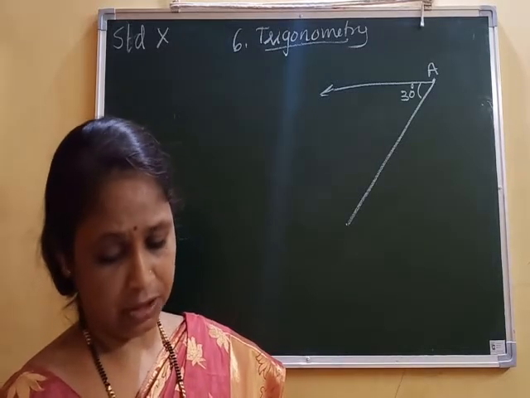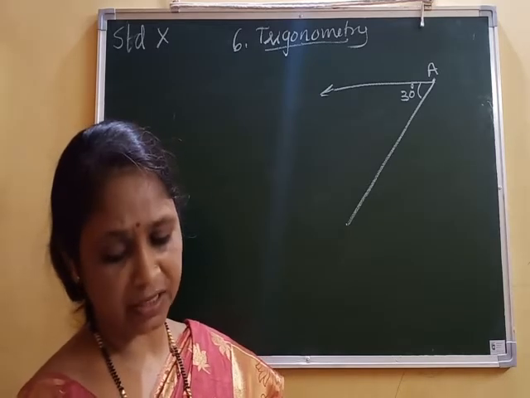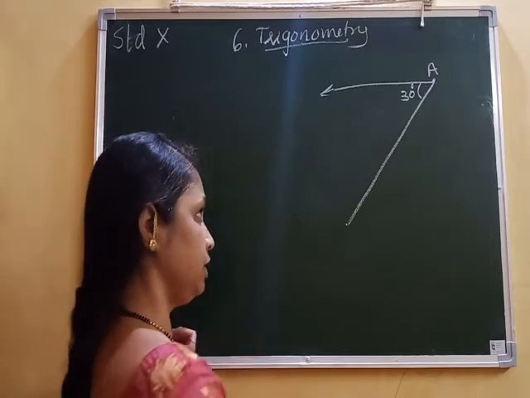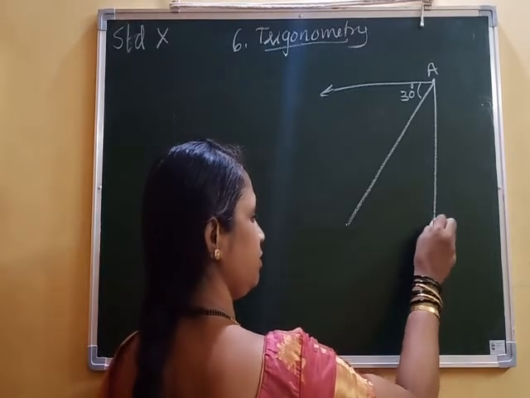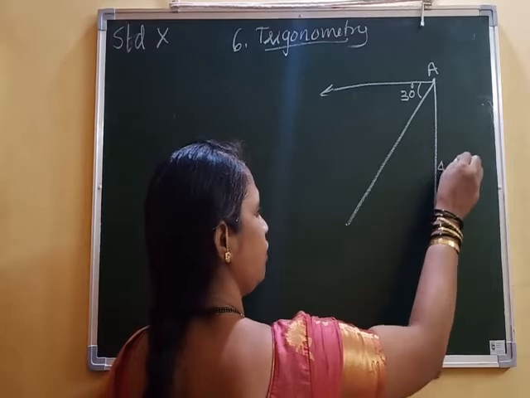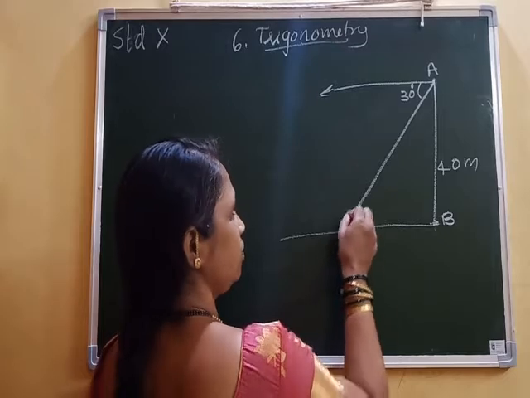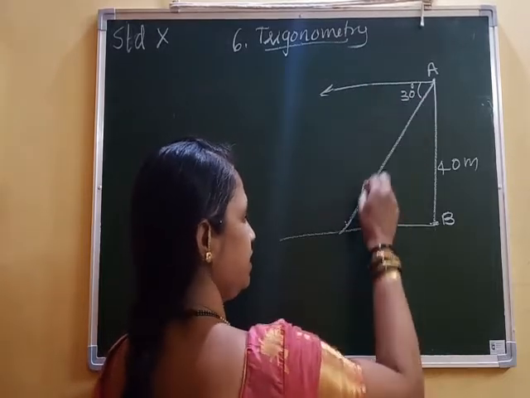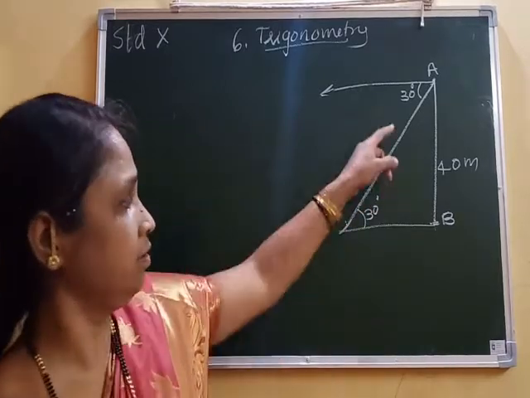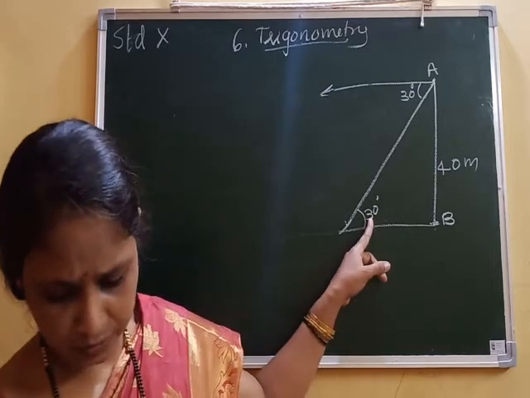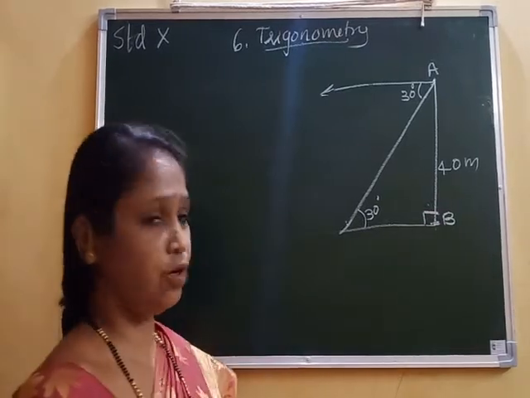Now, the height of the building is 40 meter. Suppose this is the height of the building, we will call it B. This height is 40 meter. Now as I told you, this distance is always parallel to this. So this angle is 30 degree, so this angle will also be 30 degree. Now here, see, this is 30 degree, and this is 90 degree. Now we have got the figure.